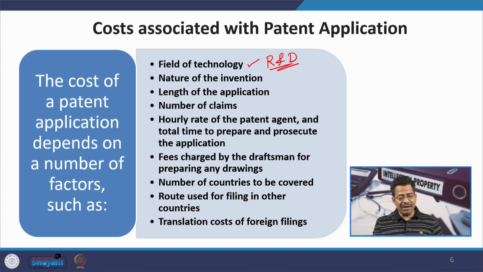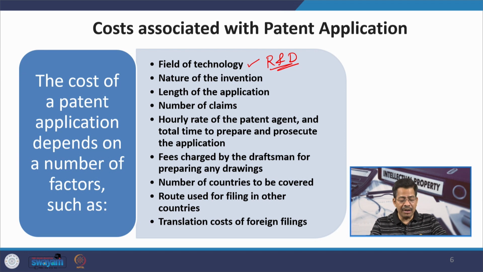There may be some technologies where R&D expenditure is very high, and some technologies where the R&D expenditure may be low. So, depending upon what type of tools, raw material, equipments you require for developing those technologies, this is one direct cost associated with the patenting process.